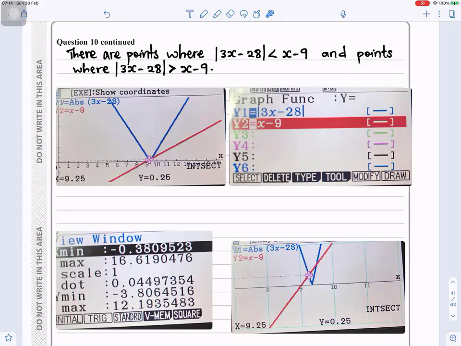So there will be points where the blue graph will be below the red one, and points where it will be above. So that's the view window, your settings, so that you can see it clearly. And you can see here, these points marked here. So the blue is below the red on this part, and it is above there, and it is above there. So the graphs can help you to see the points where 3x minus 28 is below x minus 9. That means where the blue graph is below the red line.